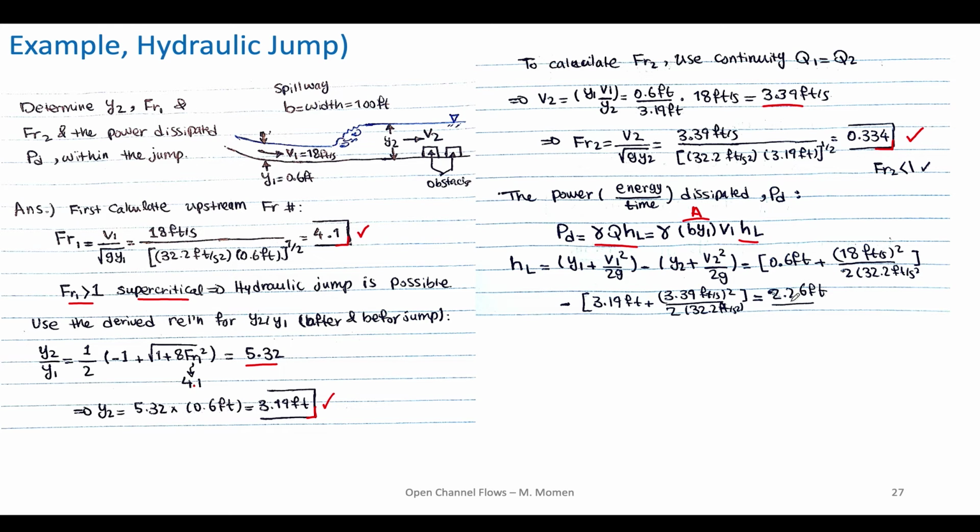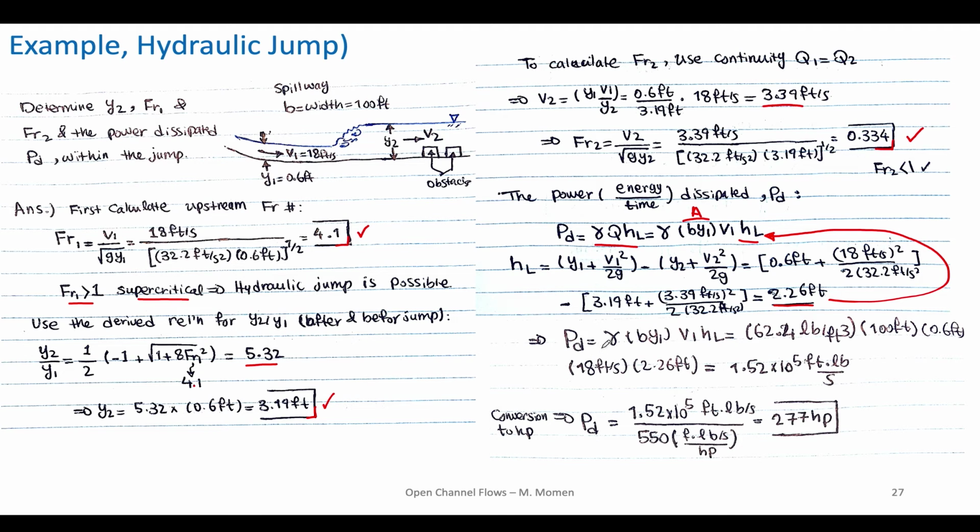And if you calculate this, you're going to get 2.26 foot. So we have a head loss of 2.26 foot after this jump. So let's substitute this here and see how much power has actually dissipated in this hydraulic jump.